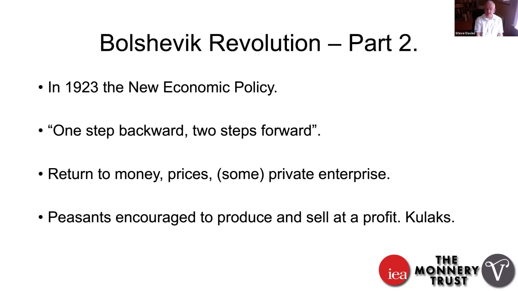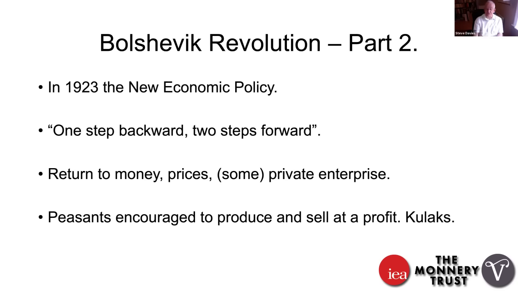Now that's important because what it means is that the new economic policy was presented and understood by the Bolshevik leadership as being a kind of tactical withdrawal before they resumed the onward march to their idea of a socialist economy. What it meant was that there was a return to money, there was a return to prices, and there was also some private enterprise allowed, the so-called NEP men. And in particular, they encouraged the peasants to produce and sell their crops at a profit to the urban population to deal with what had been the most acute and severe consequence of war communism, which was widespread famine.